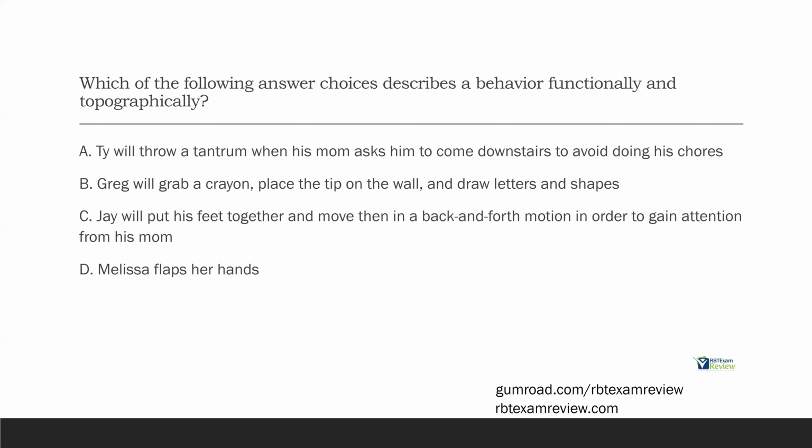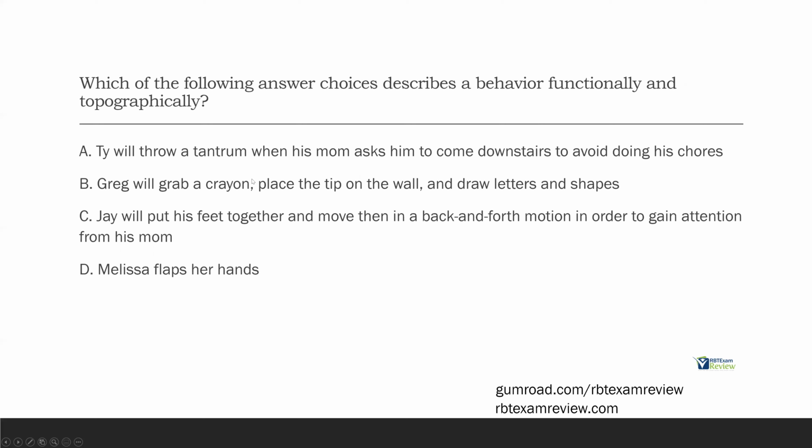Our question wants us to describe behaviors both functionally and topographically, meaning we're looking for the answer choice that describes not only what the behavior looks like, but also why that behavior occurred. A, Ty will throw a tantrum when his mom asks him to come downstairs to avoid doing his chores. Well, immediately we see a function, avoidance. Great, right? However, Ty will throw a tantrum.